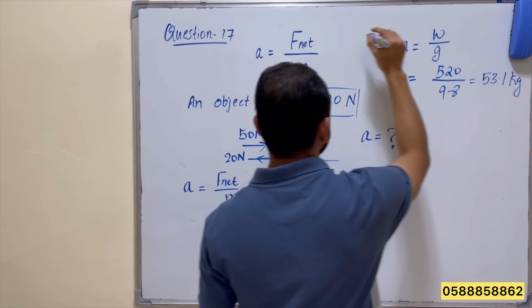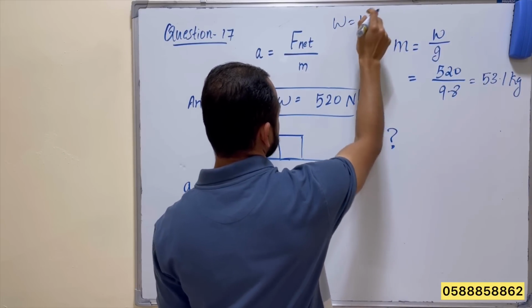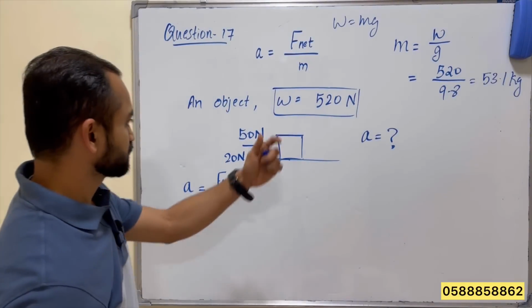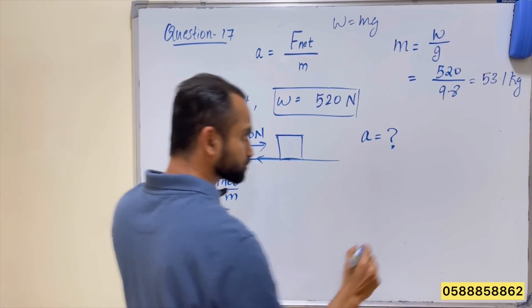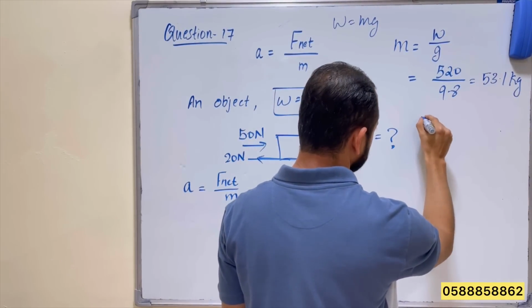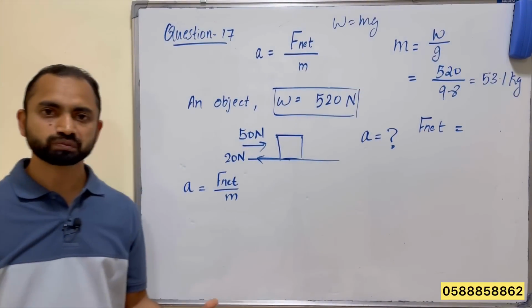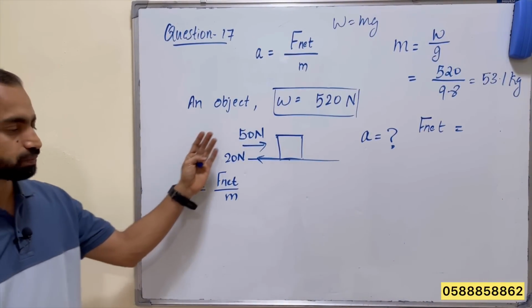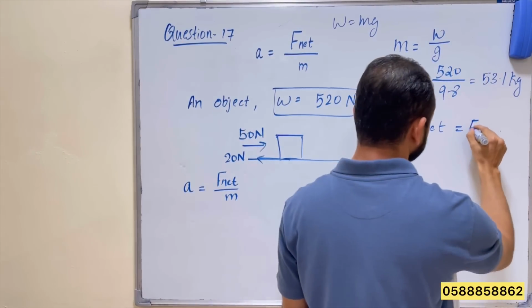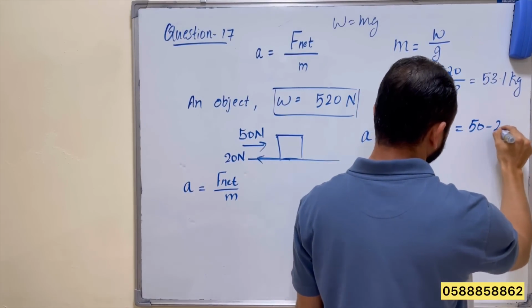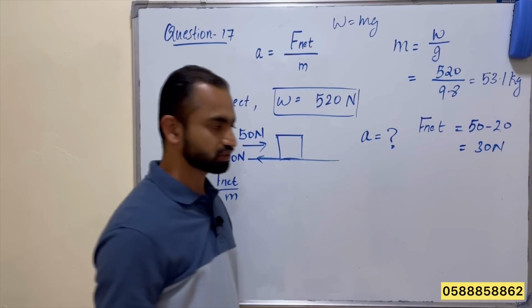How did we calculate that? We know that weight is equal to mg, so m is equal to weight over g. Then we have to calculate the net force, right? If we know the net force, we can calculate the acceleration. F net is equal to forward force minus backward force, meaning the applied force minus the frictional force. Applied force is 50 Newton and 20 Newton is the frictional force, so 50 minus 20 is 30 Newton.